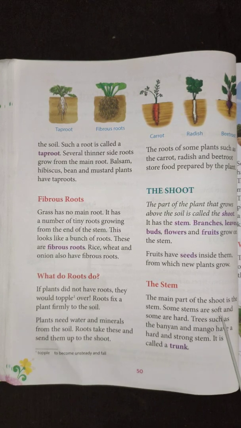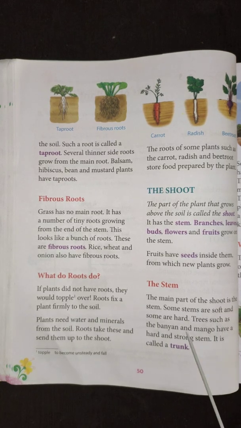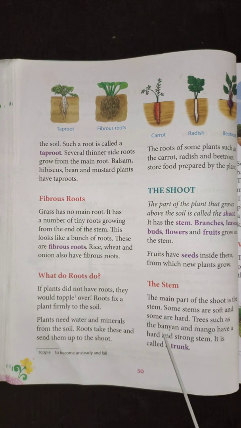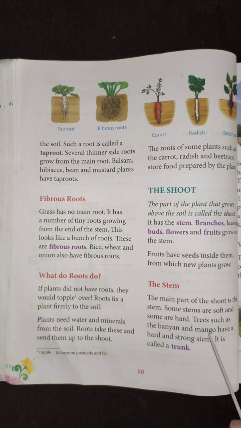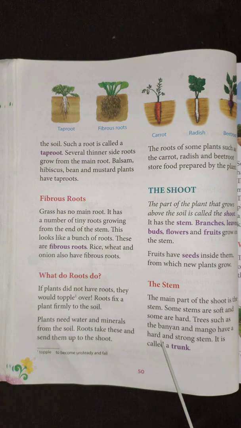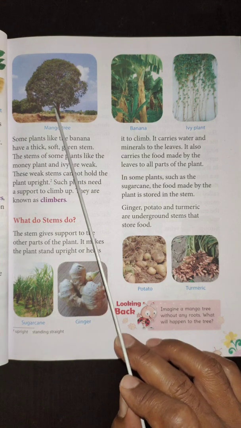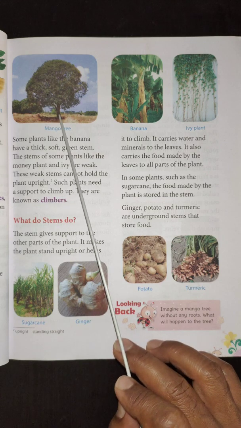Some stems are soft and some are hard. Sometimes a stem will be soft and sometimes hard. Trees such as the banyan and mango have a hard and strong stem. It is called trunk, especially in many trees including banyan and mango. The stem is very hard and strong. Do you know what it is called? It is called trunk. In this picture you can see a mango tree having a strong and hard stem, which is called trunk.